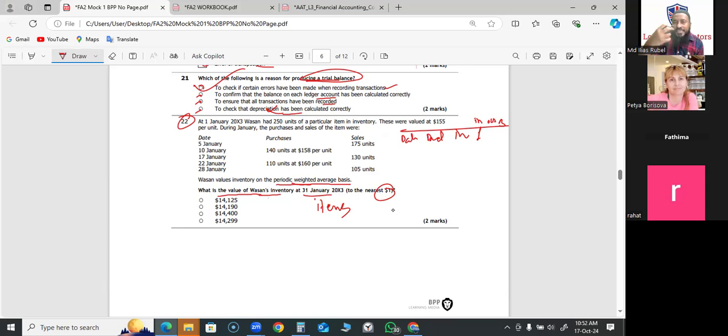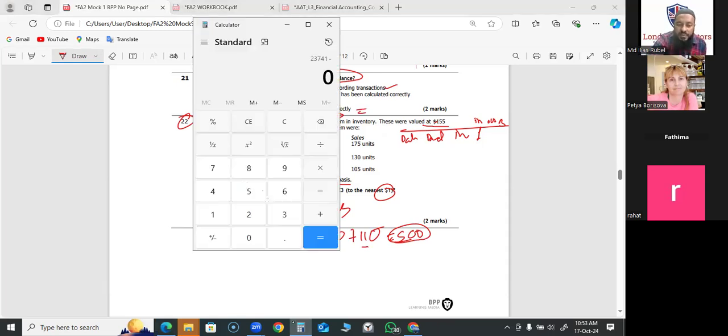Get all the inventories in, find how many inventories there are, and the value divided by that much. So listen, how do you do it? Look at this. 250 we had at the beginning, and the value each is 155. So 250 I will take, plus purchases 140, and then 110 I bought. 250, 500 items. What are the values of the items? 250 times 155. Can you guys do that? Let's get that quick answer.